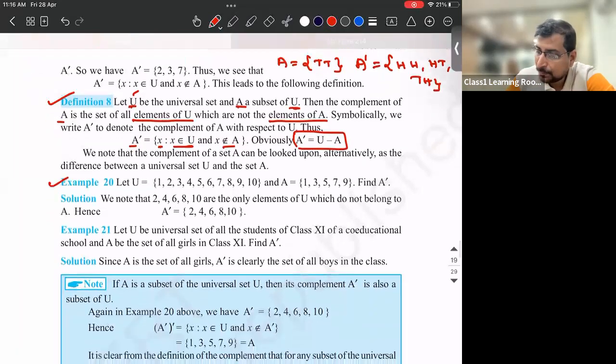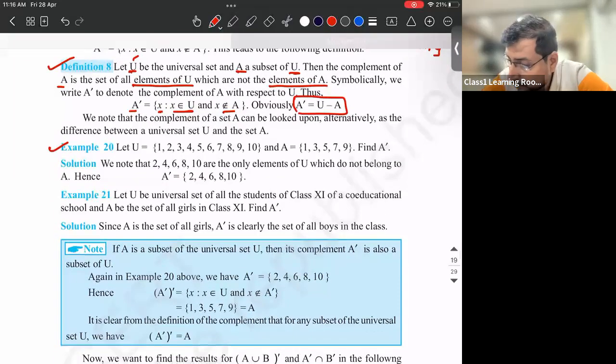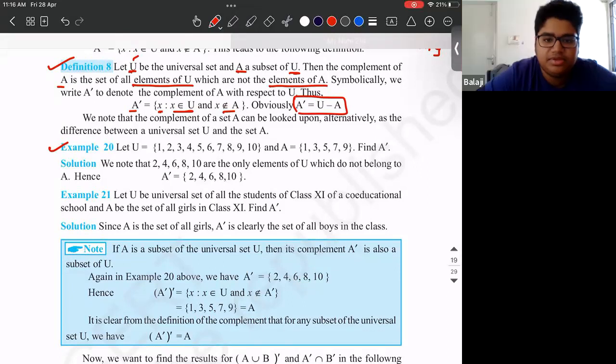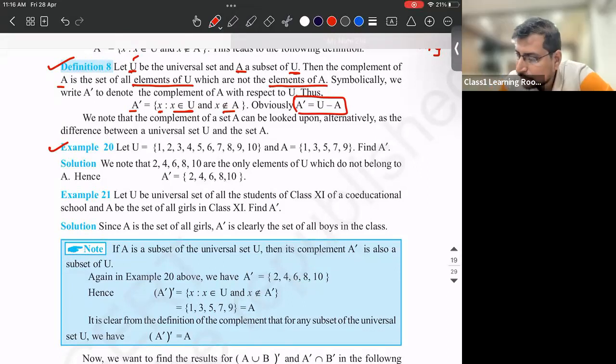So if you look at example 20, right? Let U be the set of first 10 natural numbers, A be a set of odd natural numbers, 1, 3, 5, 7, 9. Then what is A complement? The even numbers which are there in the universal set, 2, 4, 6, 8, and 10. That's it. That's the answer.